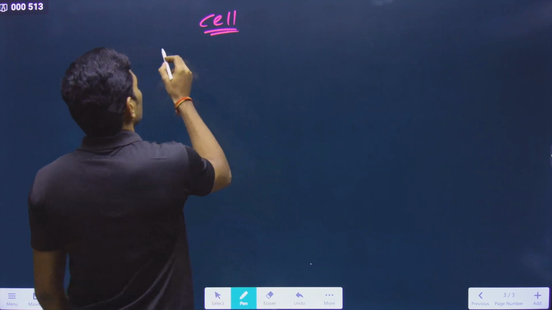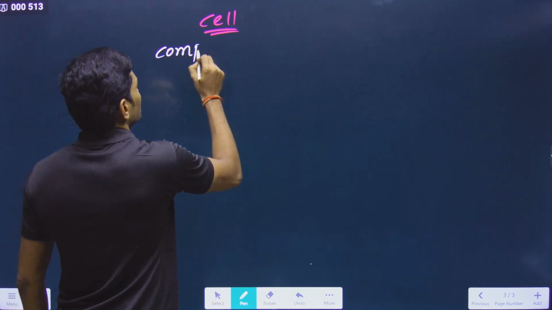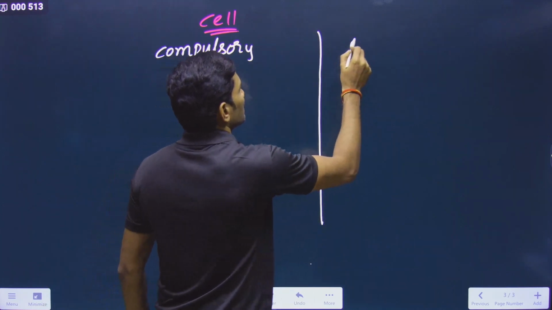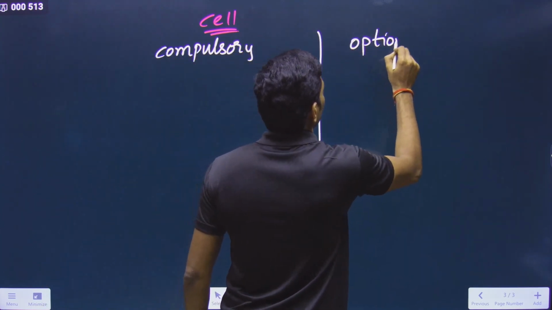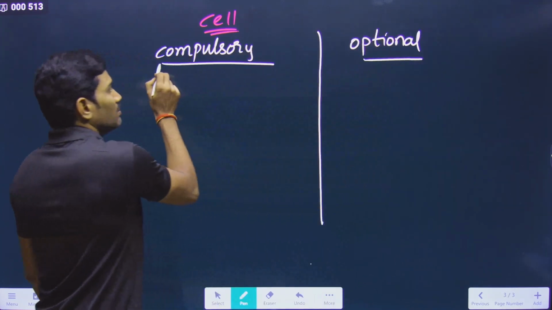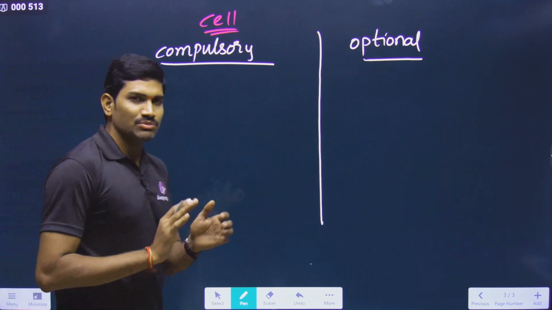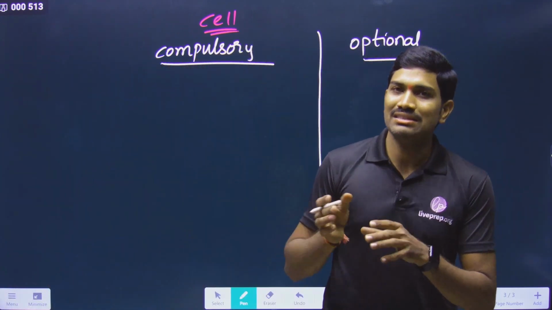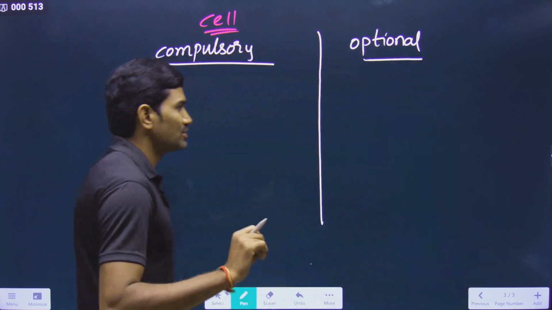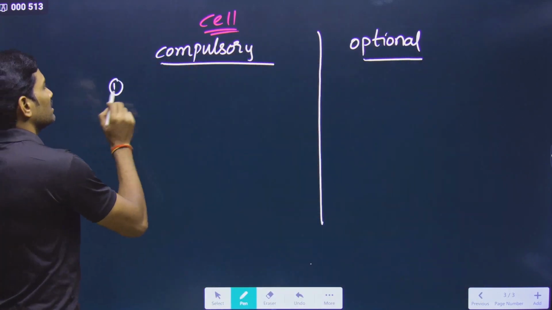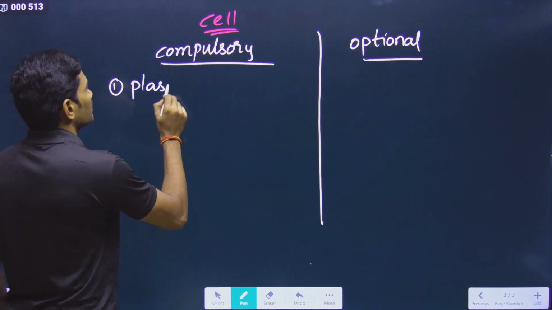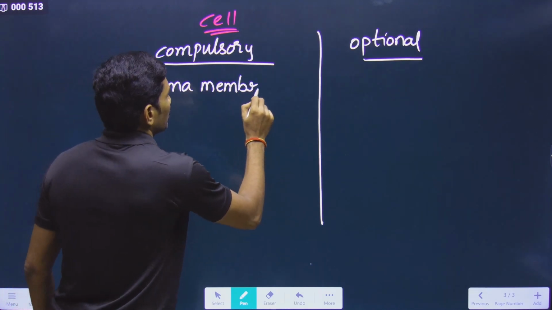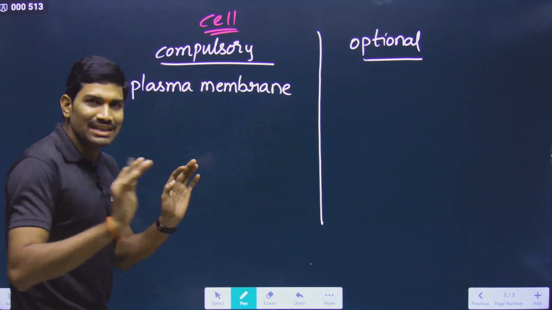To call something a cell, what are the most important things? There are some things that are compulsory. Please observe this information very carefully. And there are some things that are optional. What is compulsory to call something a cell? First point: plasma membrane is compulsory.